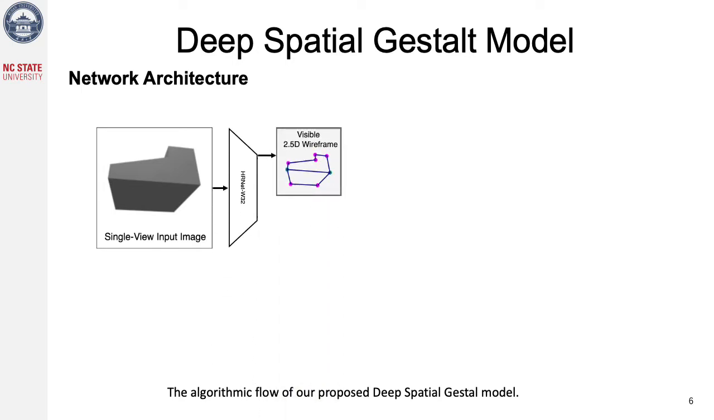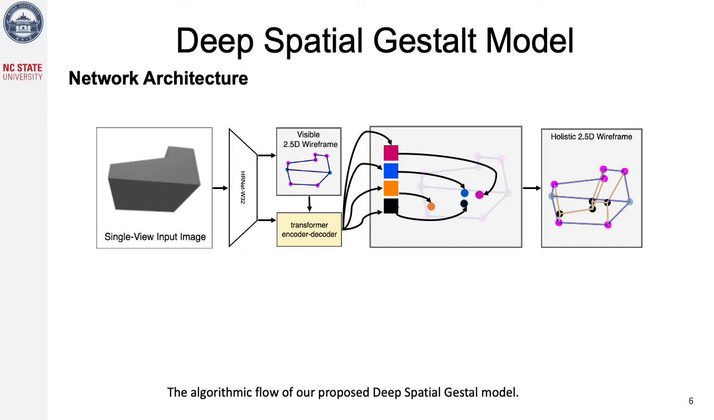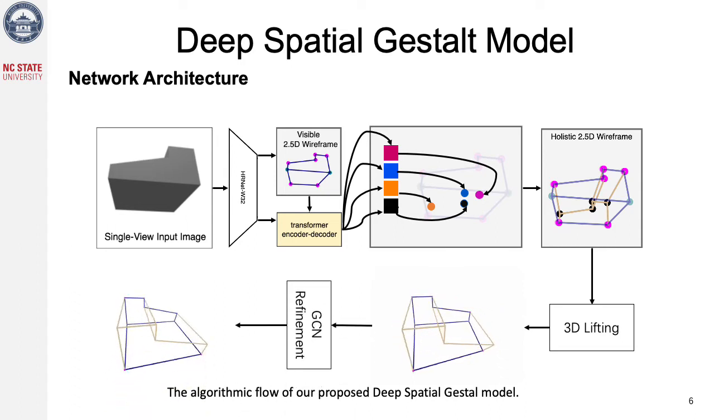Given the input image, our Deep Spatial Gestalt model first uses the line segment detector HOP to detect the 2.5D visible wireframe. Then we utilize two parallel encoder-decoder transformers to capture both the contextual information presented in the image features and the geometric information presented in the observable 2D wireframe. In the decoding stage, two parallel decoders share the same learnable queries to yield the hidden junctions. The hidden lines are obtained by verifying the enumeration of all pair proposals of the hidden junction and visible junctions. Then we obtain the initial 3D wireframe model by lifting the 2.5D holistic wireframe, which is finally refined by a graph convolution network.